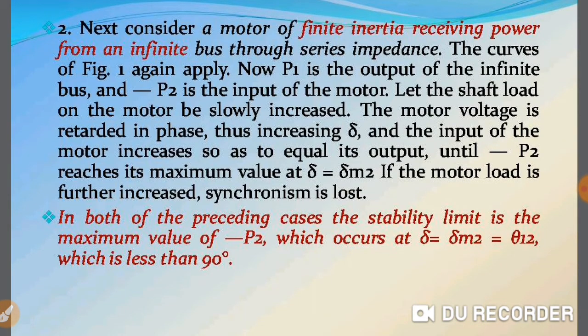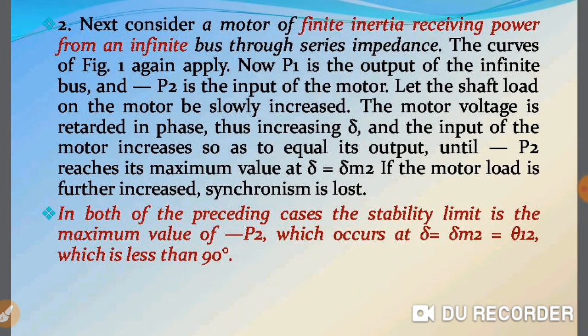we are considering a motor now of finite inertia which is receiving power from an infinite bus. So we are considering machine number 2 now, both again connected through a series impedance. Now both the curves which we saw in the previous case will again apply. Now P1 is the output of the infinite bus and P2 is the input of the motor. We have just reversed the conditions.